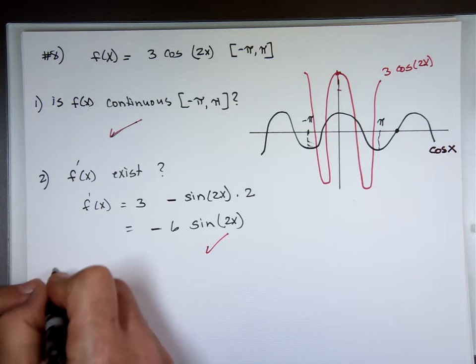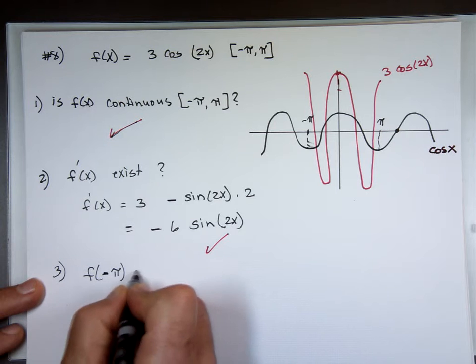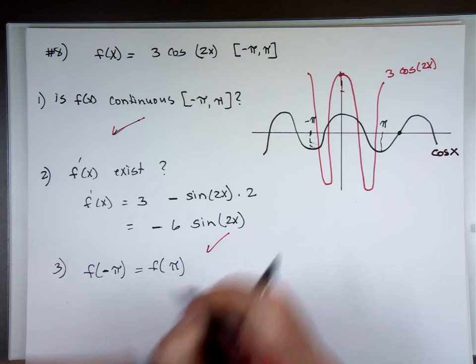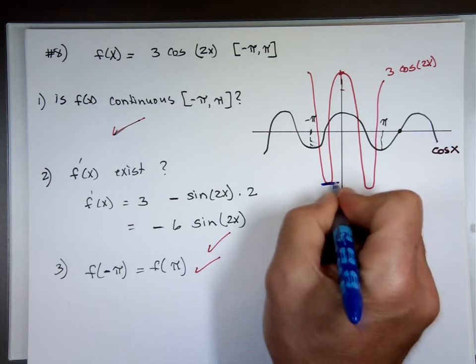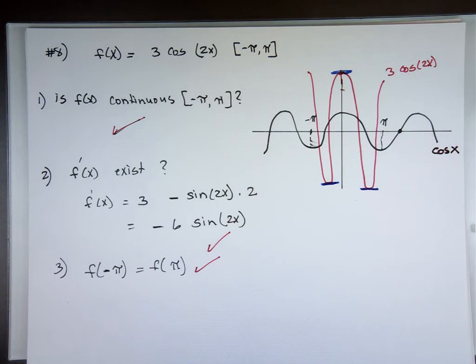Step number 3. Does f of negative pi equal f of pi? Looking at the picture, the answer is yes. So this says there has to be at least one value between negative pi and pi, one number where the derivative is 0. And guess what? I see actually 3 of them. I see this one, I see this one, and I see this one. Derivative is 0.